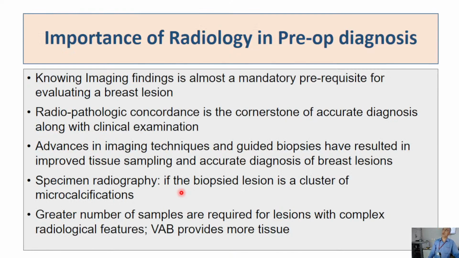Yeah, so for us, the importance of radiology starts from the pre-op diagnosis, which is the most important part based on which everything progresses beyond. So knowing imaging findings is almost a mandatory prerequisite for evaluating any breast lesion, because it's kind of a blind situation for us if we just get a requisition form without any imaging finding. So clinician just saying a size of the lesion or location of the lesion is really not enough for us. So rad path concordance is the cornerstone, as you know, of accurate diagnosis along with, of course, the clinical examination.